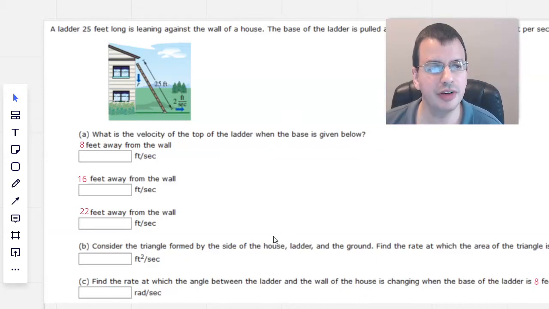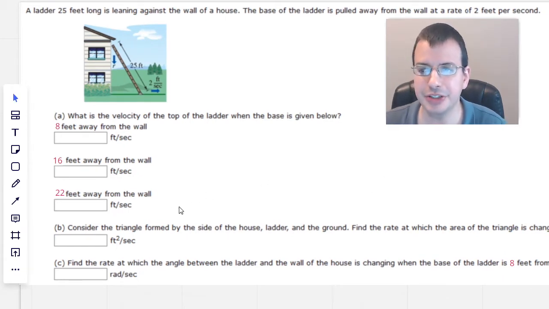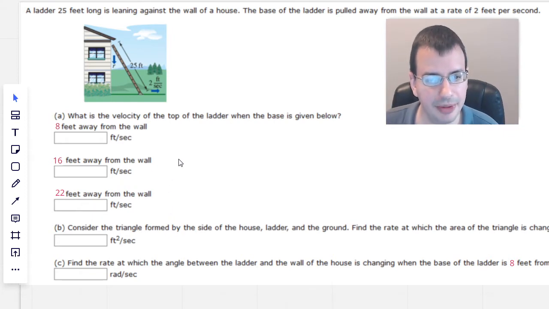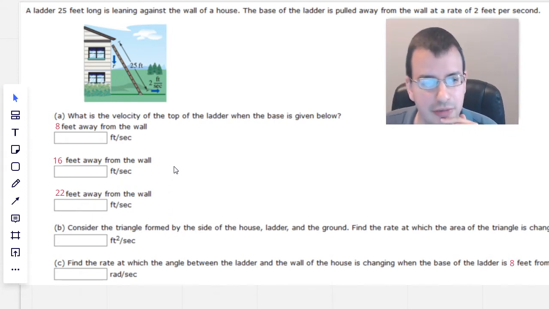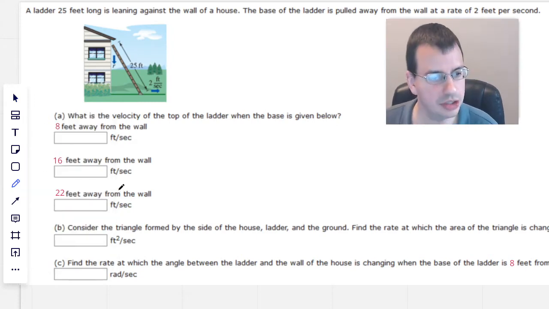A ladder 25 feet long is leaning against the wall of a house. The base of the ladder is pulled away from the wall at a rate of 2 feet per second. Sounds treacherous. What is the velocity of the top of the ladder when the base is given below? So we have 8, 16, 22, etc.